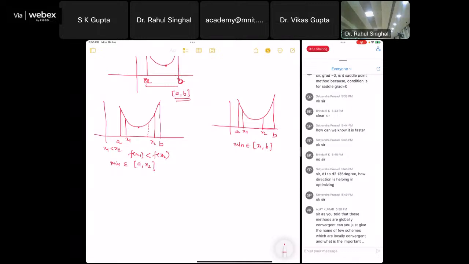And if both are equal, so in this case, f(x1) is more than f(x2). If f(x1) is equal to f(x2), then the minimum will lie in between x1 and x2.